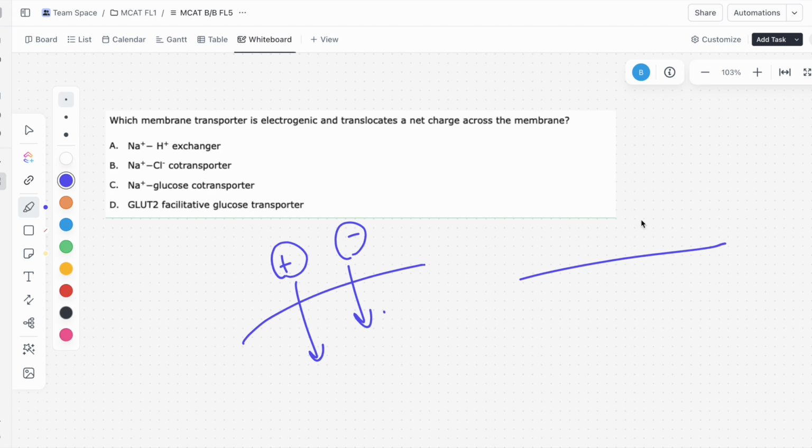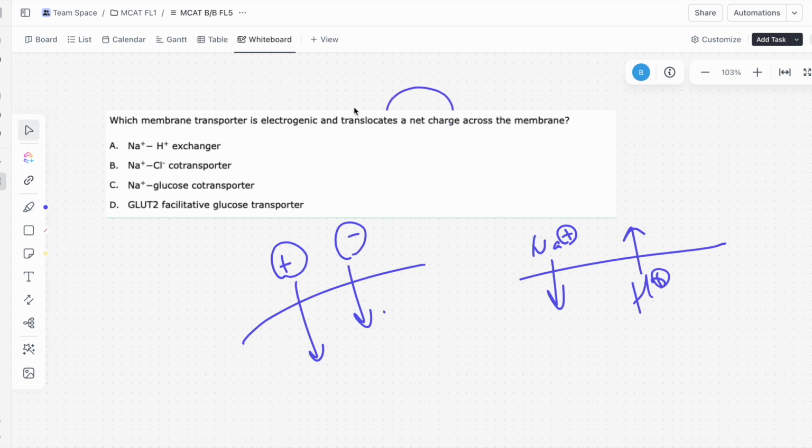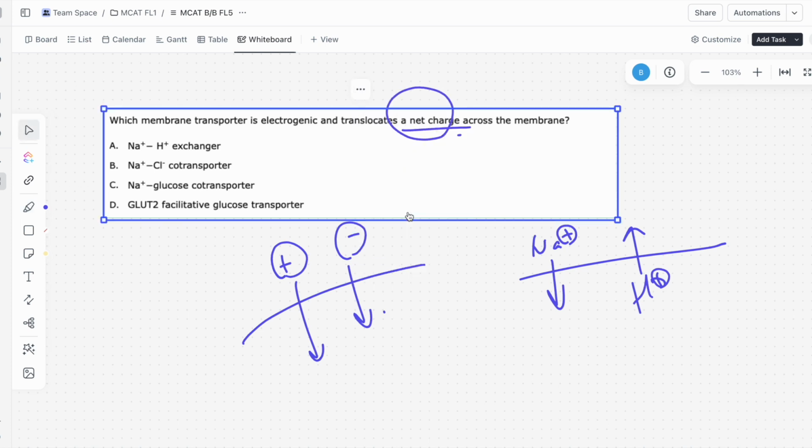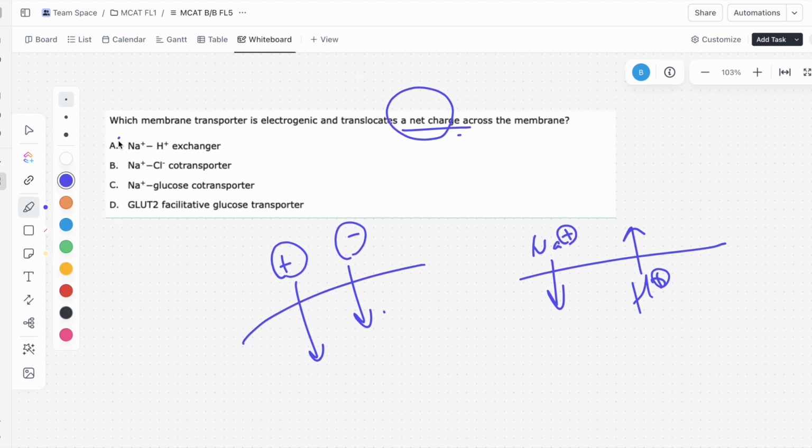Let's say I have this membrane here, Na plus on the outside, and H plus on the inside. Exchanger means this protein is going to exchange the Na plus and the H plus. So this one's going to come here, and this one's going to go there. Well, what you notice is that you're just swapping these positive charges, so there's not a net charge being translocated. So that makes A incorrect.